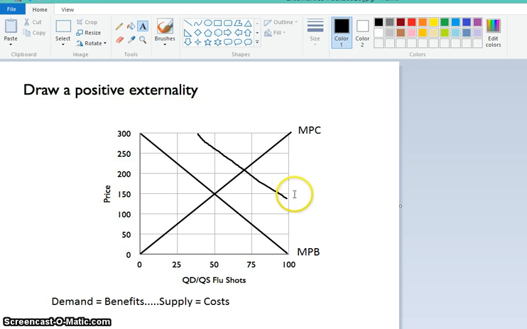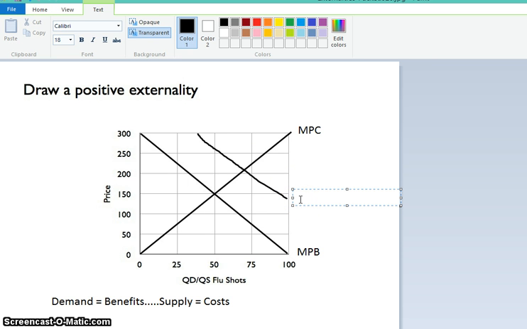So we're going to label this. This isn't the private benefits. Now I'm considering everybody. So this is the marginal social benefit. Or as Mr. Morton on our worksheet termed it, this is the total benefit. On the AP test, they're going to use social benefit.